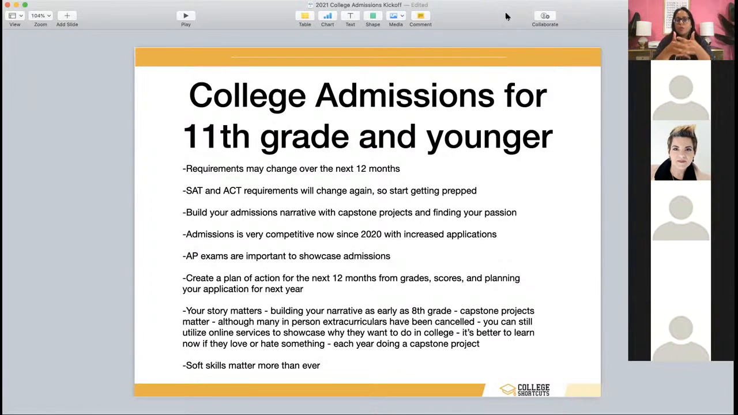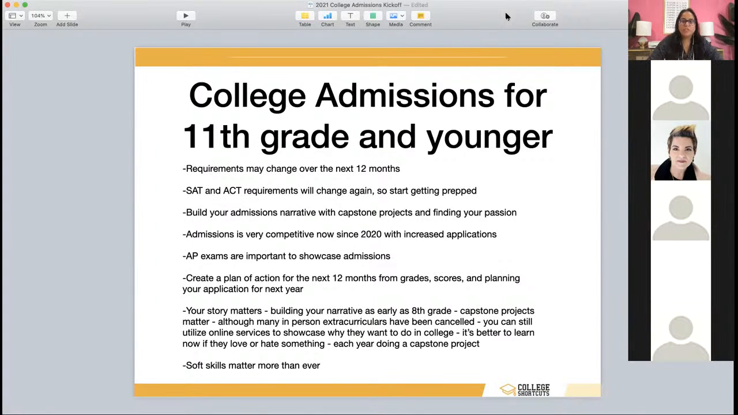And then the big thing is to really create a plan of action for the next 12 months, especially if your child is in 11th grade, from grade scores to planning your application for next year. And the big thing I always want to push on, and I've been saying this for years, regardless of all the changes that have happened, is that your story matters.